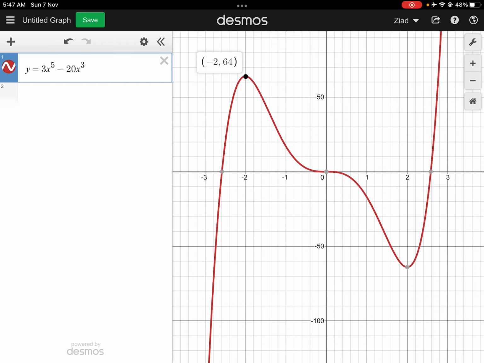is 64. Here at 0, 0, there is no maximum or minimum, even though the tangent line is horizontal. And at the point 2, we have a local minimum, and the local minimum value is negative 64, as you can see. So this is for maximum and minimum, and you can see increasing, decreasing easily on the graph. This function is increasing up to negative 2, and then it starts decreasing until 2, and then increasing afterwards, from 2 to infinity.